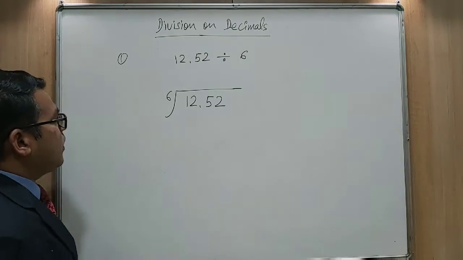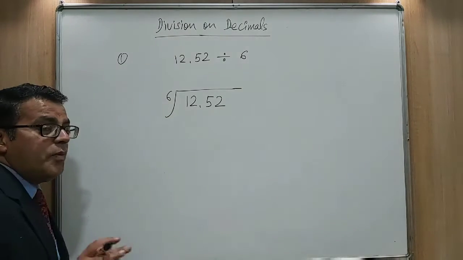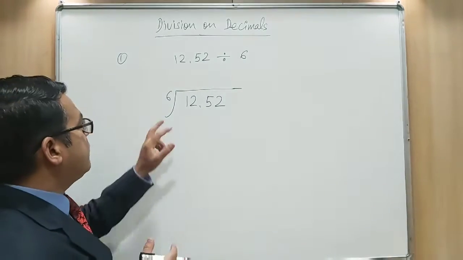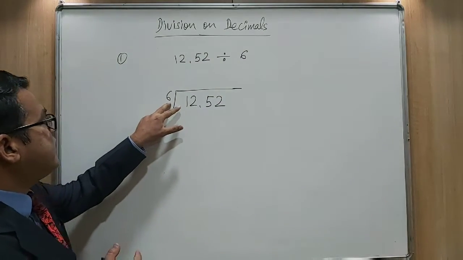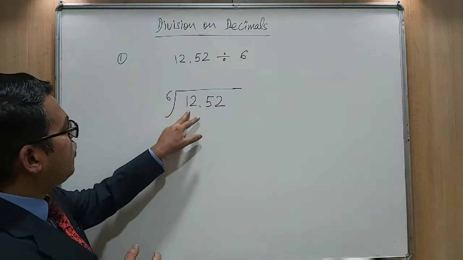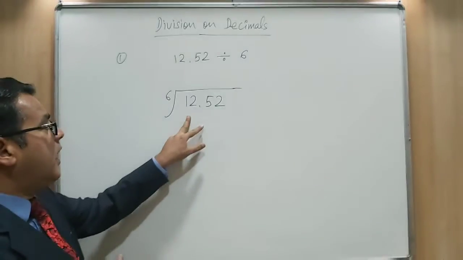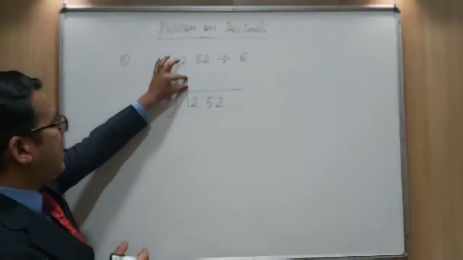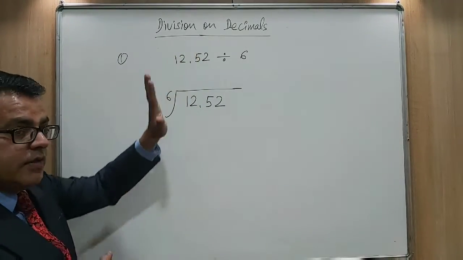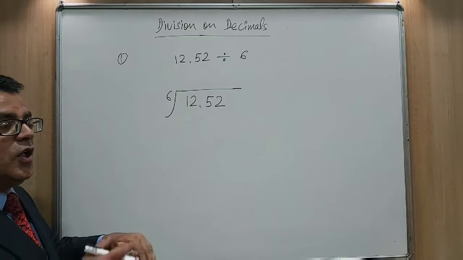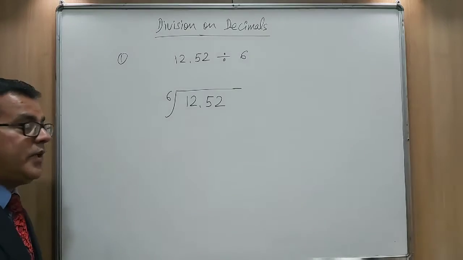So what to do now? The rule of division is you can divide one time in a single digit. So here you can see 6 is the divisor and 12.52 is the dividend. And the answer that you will write here will be the quotient, right? And here is no scope for the remainder. We will try to find out the complete value.